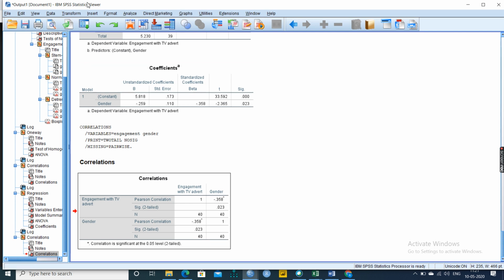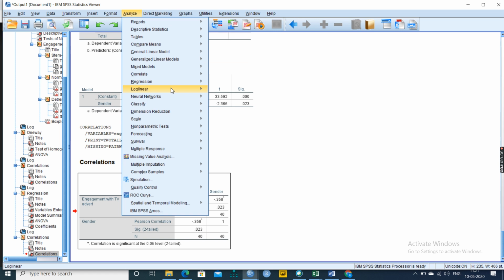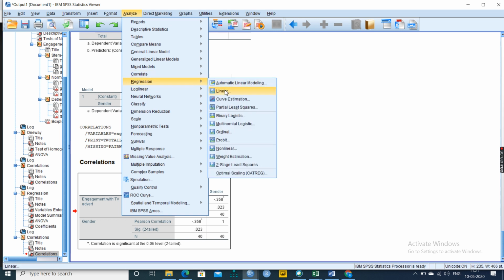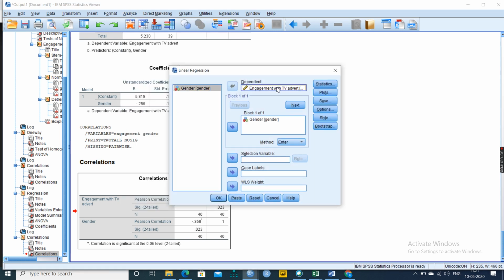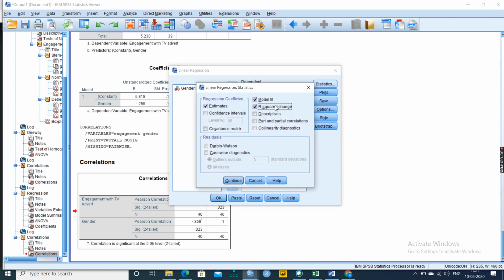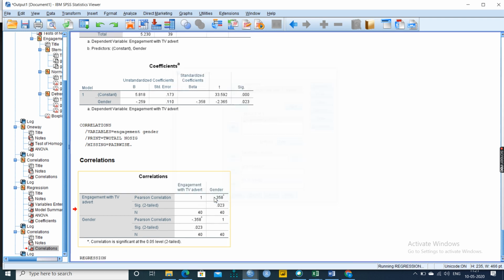Here you can check that by taking the same data set to regression. So Regression, choosing Linear, taking these two variables into dependent and independent. We all know very well that what we want to identify is engagement, and gender is the independent variable. Then Statistics, we want this R squared change, click this and give OK.